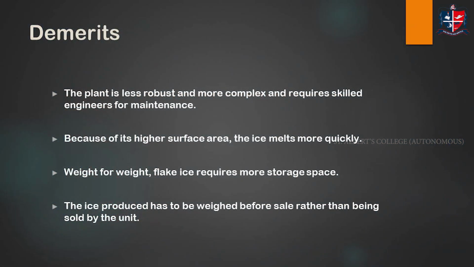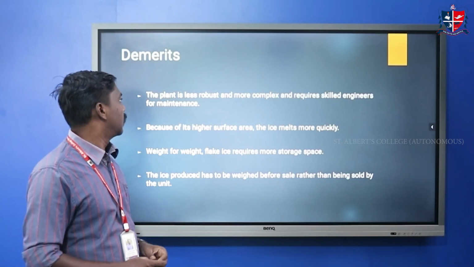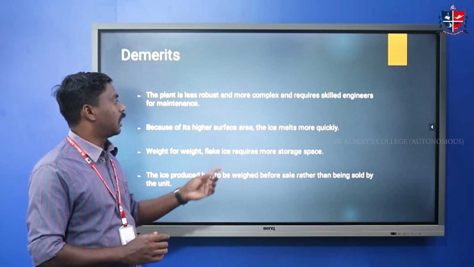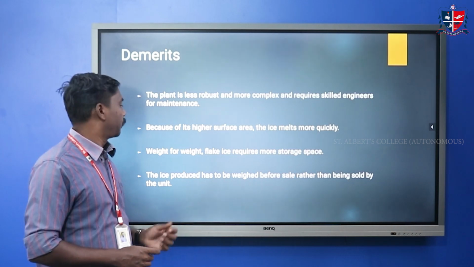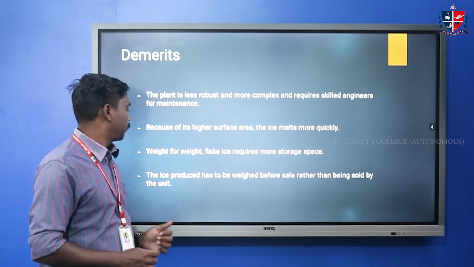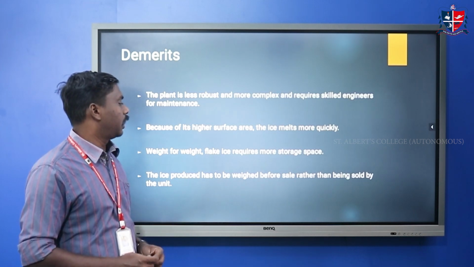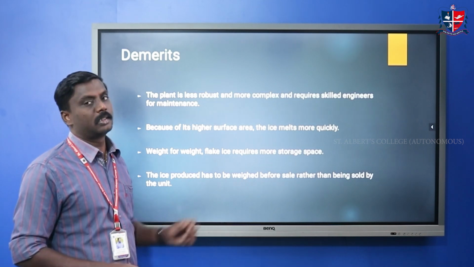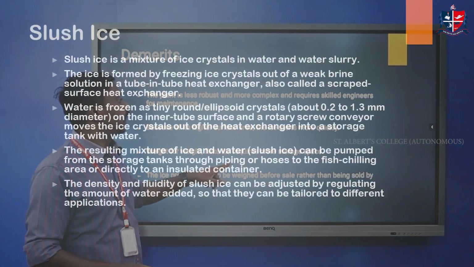Demerits. The plant is less robust and more complex and requires skilled engineers for maintenance. Because of its higher surface area, the ice melts more quickly. Weight for weight, flake ice requires more storage space. The ice produced has to be weighed before sale rather than being sold by the unit. These are the demerits of flake ice.